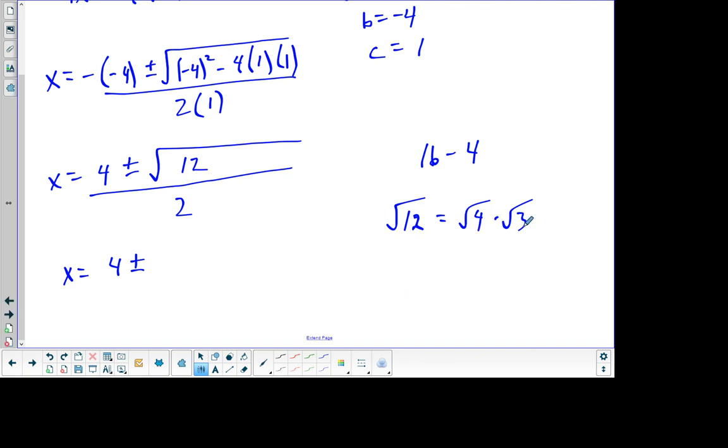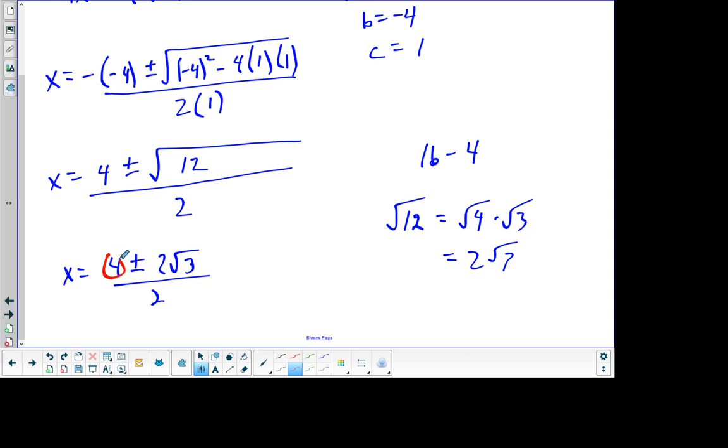So it's radical 4 times radical 3, right? So square root of 4 is 2, so we can change that to 2 radical 3, yes? Yeah. So I'm going to change that square root of 12 to 2 radical 3, and now what can we do with that fraction? Divide it.